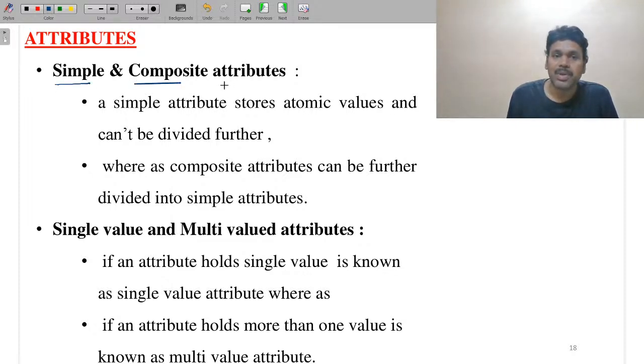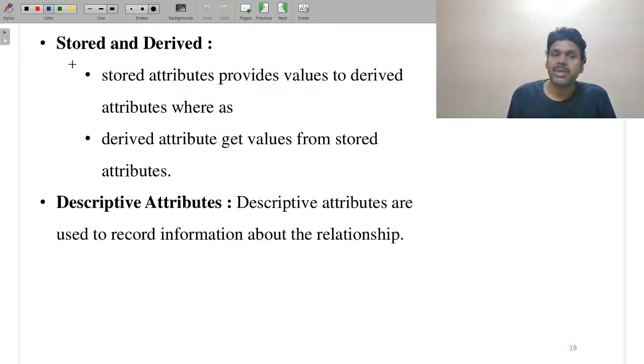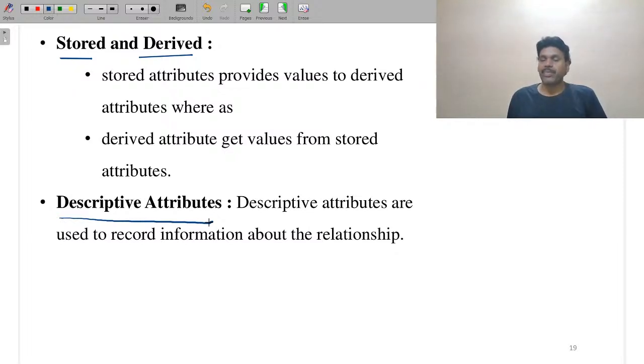It allows simple and composite attributes. What is simple, what is composite? I already explained. It allows single and multi-valued attributes. This also we know. And the third variety, stored and derived. Stored attributes and derived attributes are also allowed in ER. And the other one is the descriptive attribute. So what are descriptive attributes?